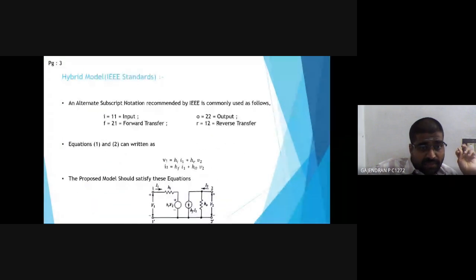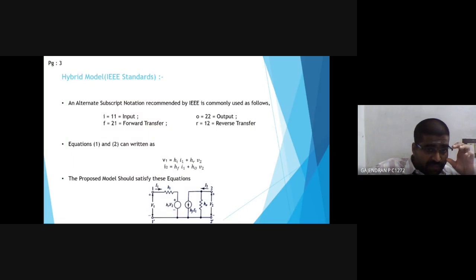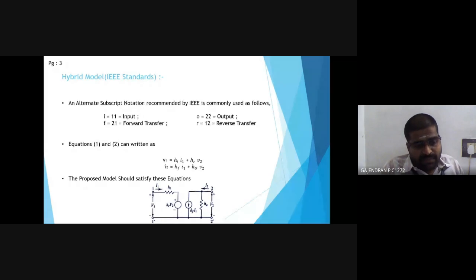Some group of people who applied some standards, called IEEE standards, made some easy annotations for that, for many people to understand the terms easily. An alternate subscript notation recommended by IEEE is commonly used as follows. In the place of 11 they substitute I, because 11 resembles the input port, so we denote it as input, and 22 as output.